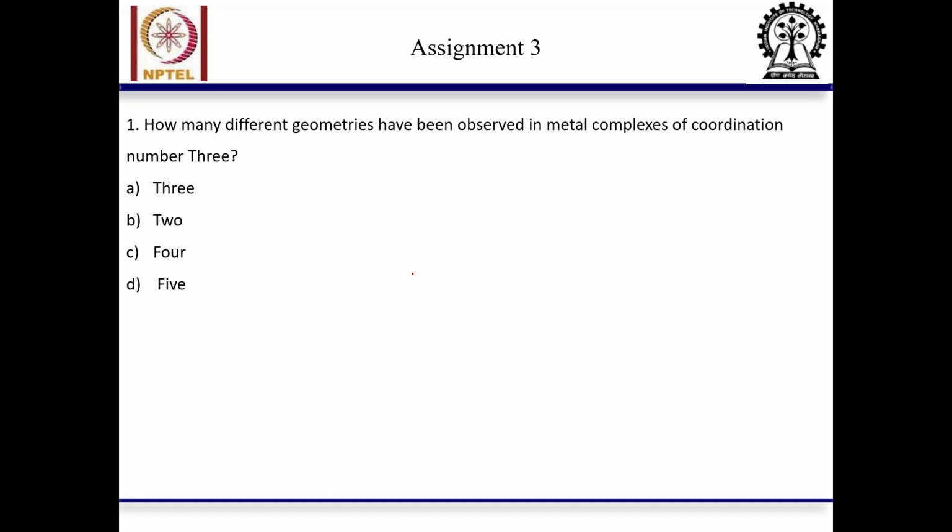Okay, so let me tell you the correct answer. The correct answer is 3. So what are the different kinds of geometry possible for coordination number 3? First of all, coordination number 3 is not very common for coordination complexes, but I can discuss the possible geometries. The first geometry that is possible is the pyramidal. We have metal center M.